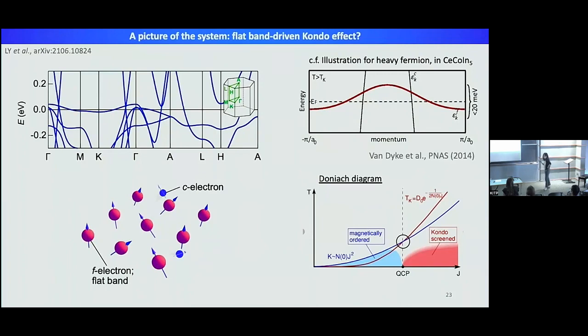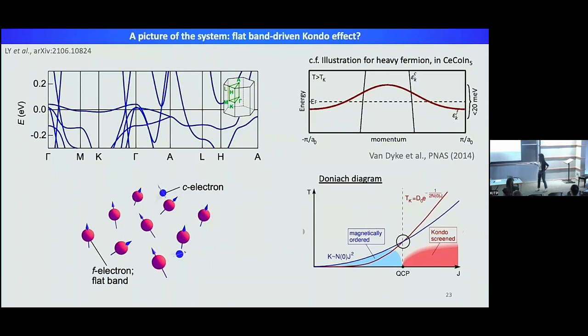This would remind you of the band picture you can draw for some of the heavy fermion compounds, before you turn on the hybridization between the conduction electrons and the localized f moments. This is a schematic I took from this reference for CeCoIn5. There, the f electrons are represented by this flat band at the Fermi level, with a width below 20 millielectron volts.